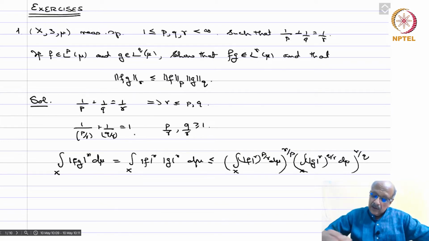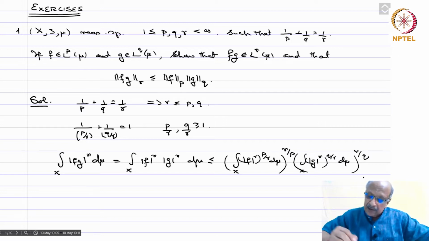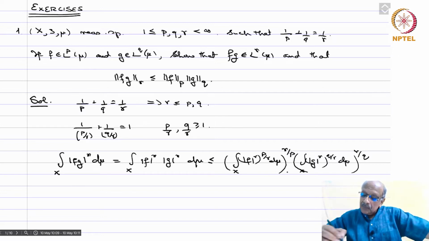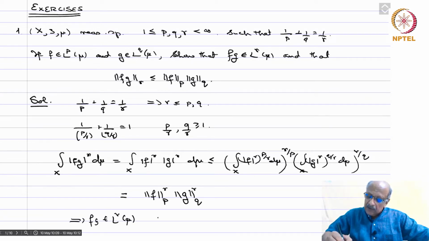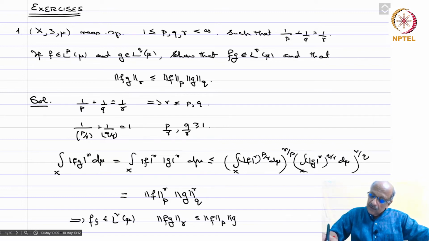That is, you have 1 by p dash, so that's r by q. So now this is equal to, this is just f power p, and then power 1 by p, is norm f_p to the r times norm g_q to the r. So this implies that fg belongs to L^r(mu), and you have norm fg_r less than or equal to norm f_p norm g_q.